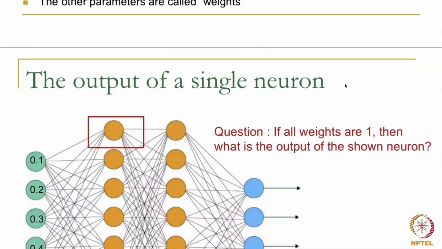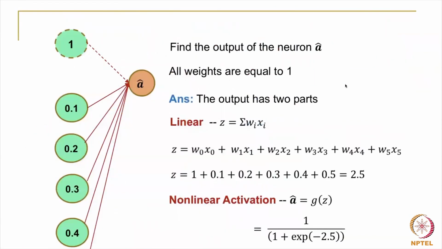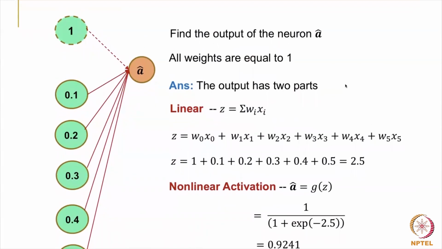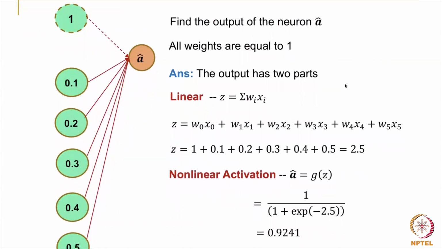So let's take a simple example. We have a single neuron. Let's assume that all the weights are 1. Every single weight shown here is 1. I want to know what's the output of this single neuron. So this is, like I said, from biology to computation. How would we actually compute the output of this neuron? The solution is simple. We want the output of this neuron, A hat. All the weights are equal to 1.